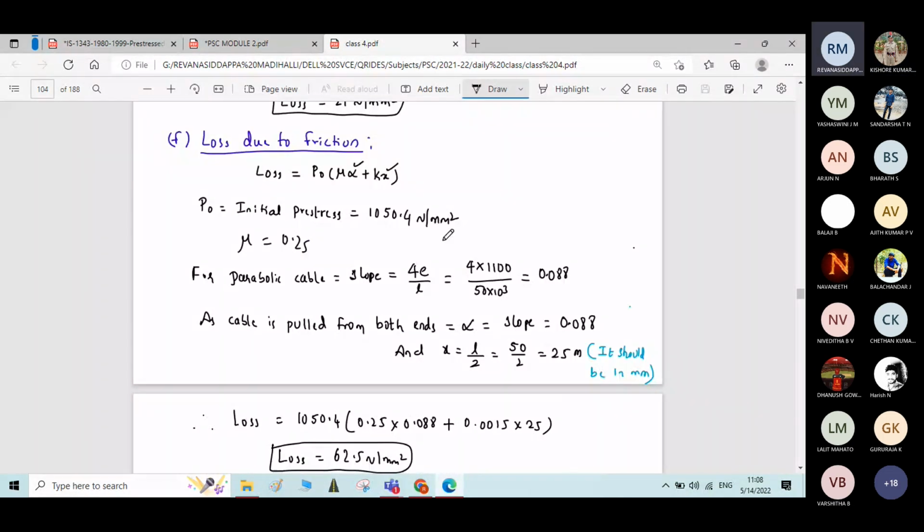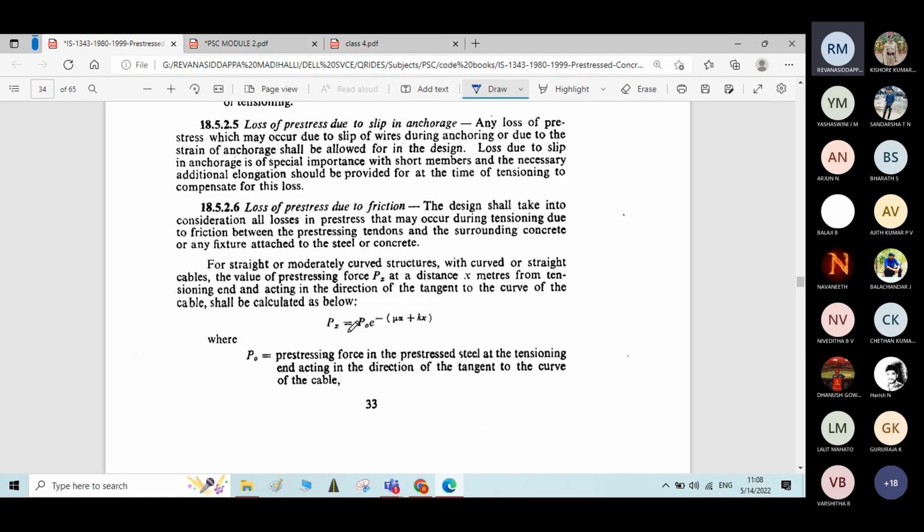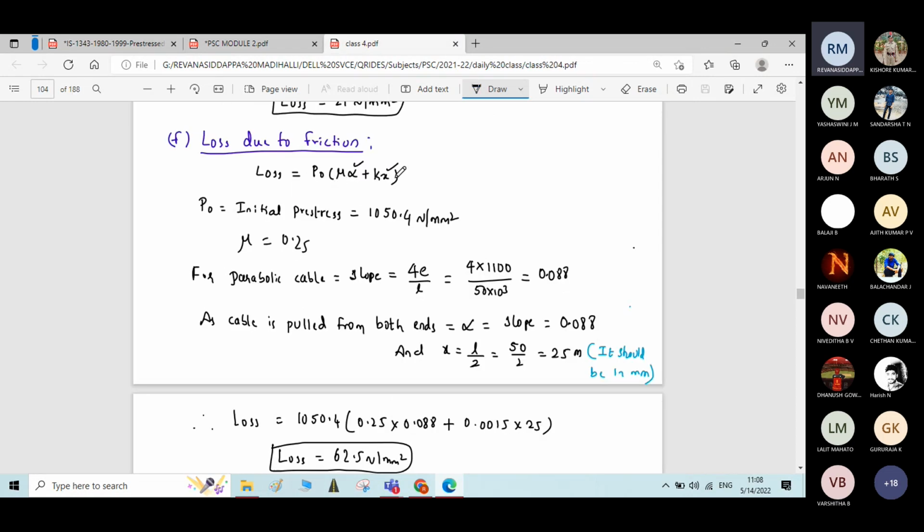See, this loss due to friction is calculated as loss is equal to P naught into mu alpha plus Kx. If you face any difficulty in remembering this formula, I have shown it in the code book, so you can refer to it. If you skip the e power minus rest of the formula, and write it as it is, then in the LHS loss is equal to P naught into mu alpha plus Kx. You can remember it that way. So using this formula, we calculate the loss due to friction.